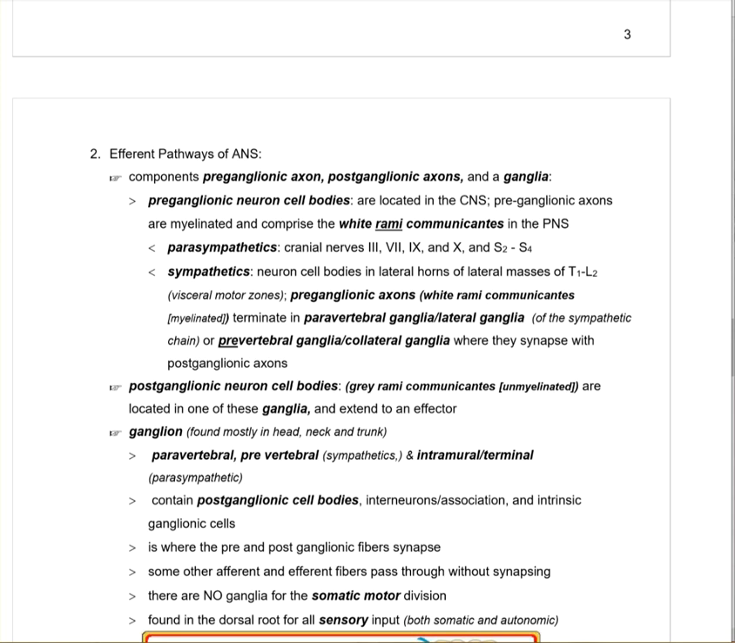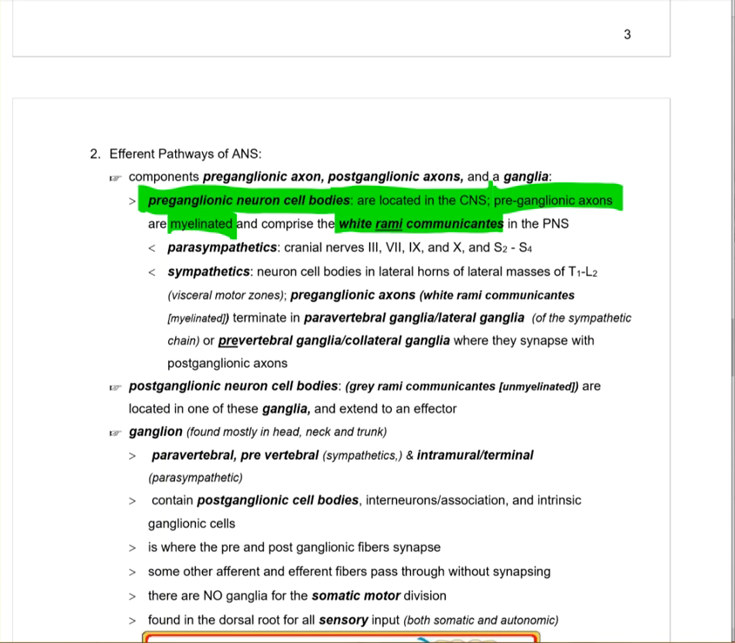Now the preganglionic neuron cell bodies, so where it starts, are always located in the CNS. The axons themselves are myelinated, so they can also be called white rami communicantes. We talked a little bit about that name before. White tells us it's myelinated. And so they go out as white rami communicantes in the PNS.